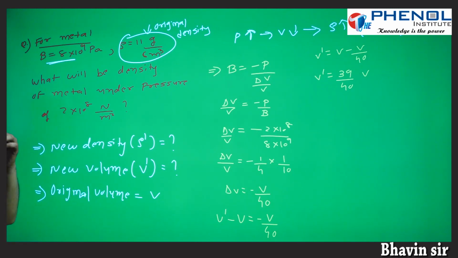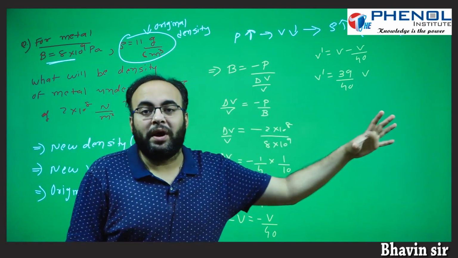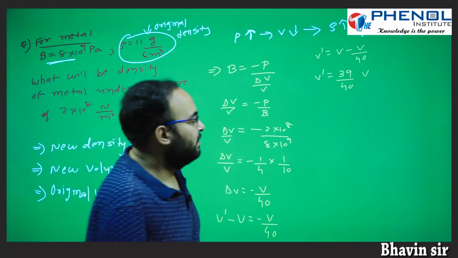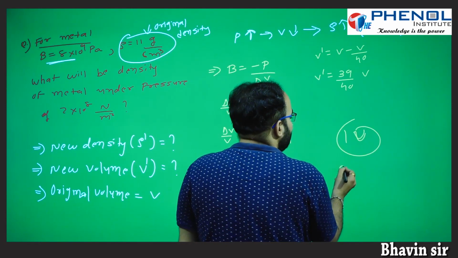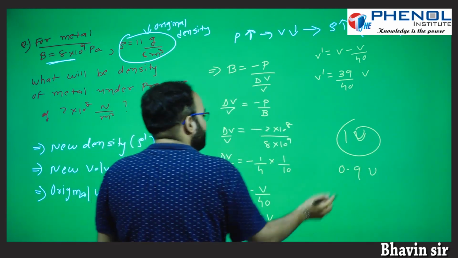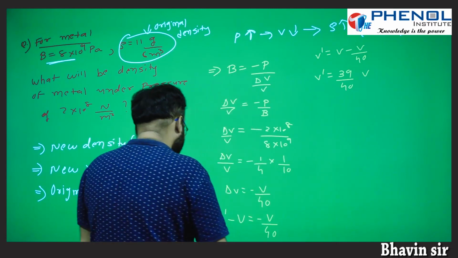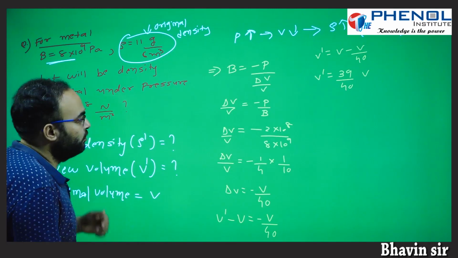Initial volume is V, the original volume is V, but it becomes about 0.975 V. So it is decreased. So now it is very easy. From that we get the new volume.